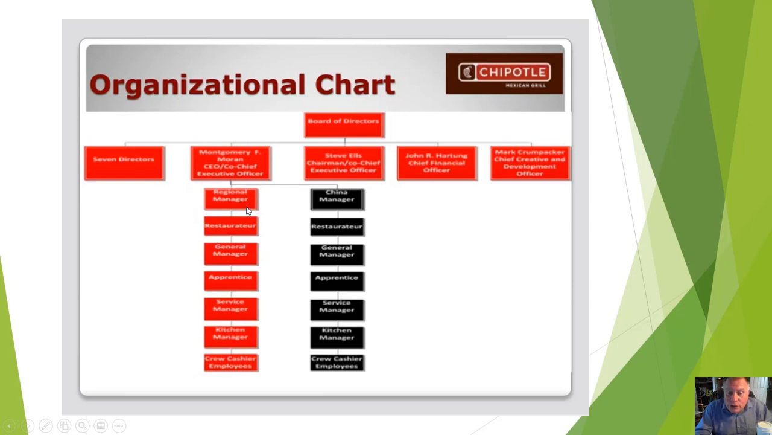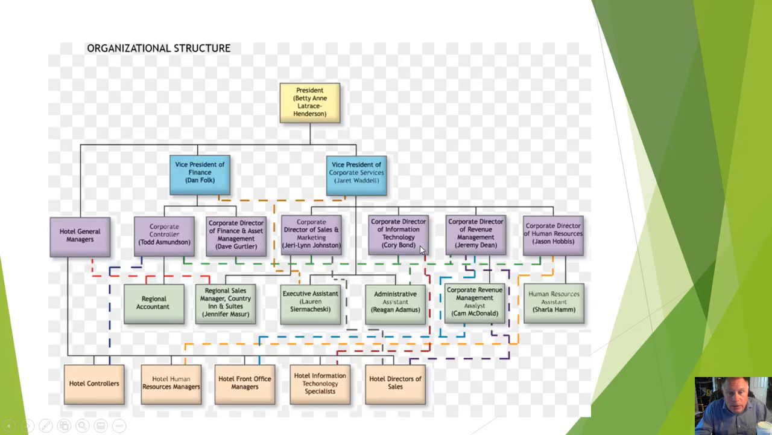So they have a China manager and then regional managers here in the U.S. The regional managers have the restaurateur, then you have the general manager, then the apprentice or internship under the general manager, then the service manager, and then the kitchen manager, and then you have the crew, cashier, and employees. So you think this is how each restaurant is run. The restaurants roll up to a region, who roll up to the CEO. And here's the same thing in China, but China is a separate market. So that's Chipotle.